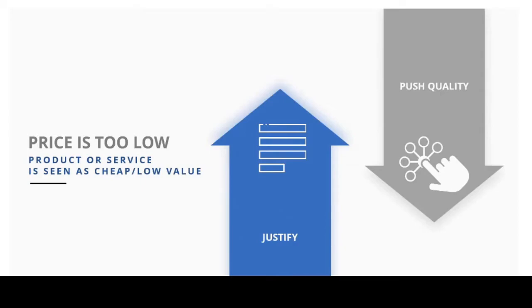We've been trained to think that if something is more expensive, then it means it's more valuable. But there are, of course, many other variables at play. To combat this objection, you need to justify why the price is low. For example, we spent time working on reducing production costs so that we could pass those savings on to you.